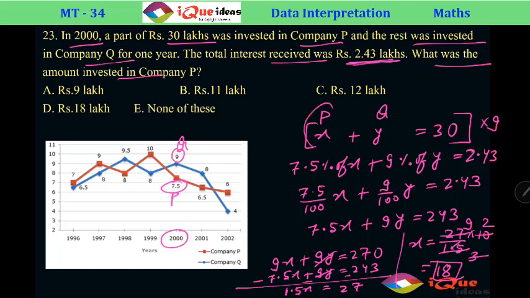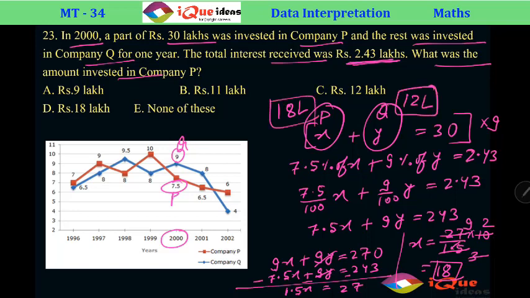So on P it was 18 lakh that was invested, and on Q the remaining 30 minus 18, that is 12 lakh, was invested. Right? So look at the option. What is the question saying? What was the amount invested in company P? So company P was 18 lakh. That is option D. So it was more of a simple maths question or equation question.